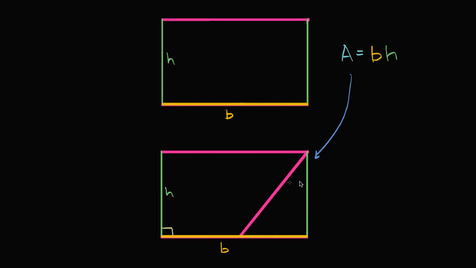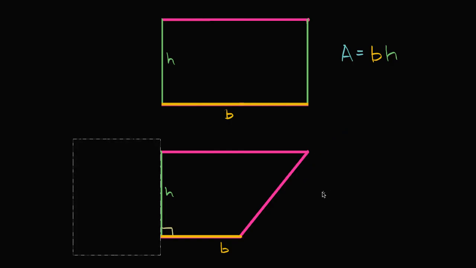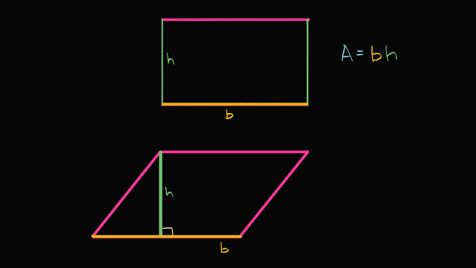Because once again, I just took this chunk of area that was over there and moved it to the right. So the area of a parallelogram, let me make this look more like a parallelogram again, is just going to be, if you have the base and the height, the base times the height. So the area for both of these is just base times height.